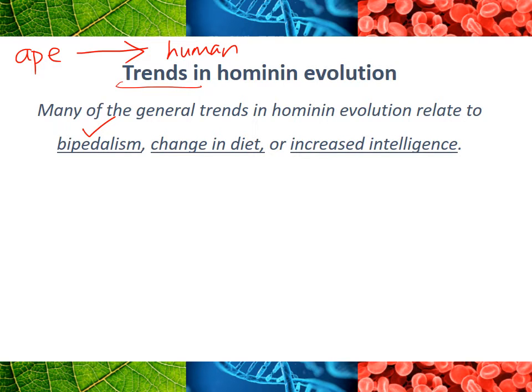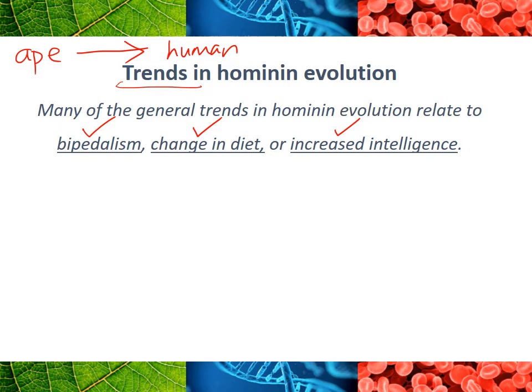Another big one is our diet. Humans eat quite different food to apes. We'll look at that in a minute. And then the last one is the increased intelligence. Okay, all of the trends kind of support these things. If you're thinking about them, it should make sense. And then as we go through it, I'll highlight what they relate to.